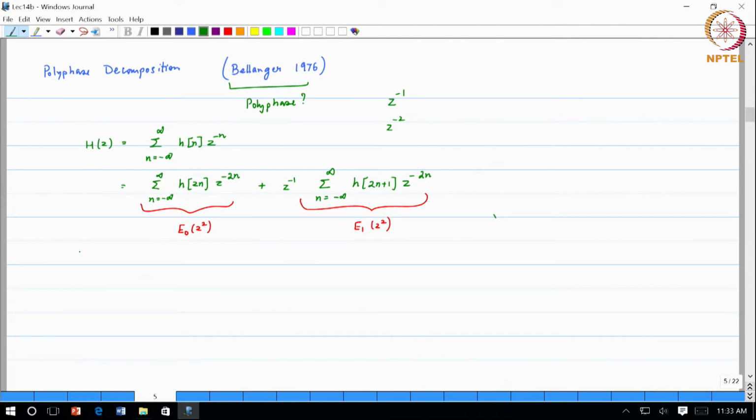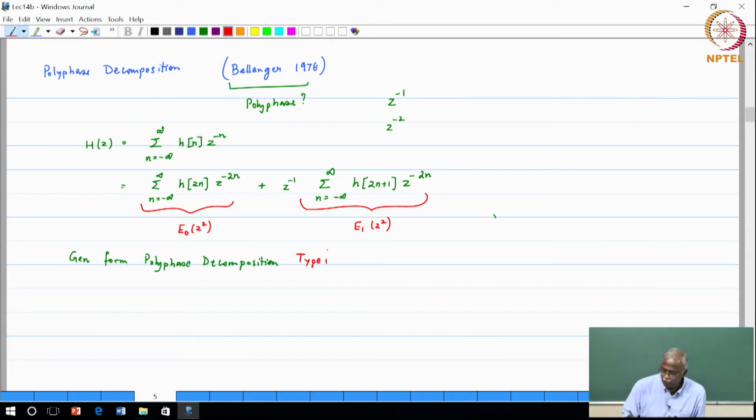What is the most general form of the polyphase decomposition? We actually refer to two types of polyphase decomposition, and they may seem very similar, but there is a reason why they are different. So, we call this type 1. Most of the time, 95% of the time when we talk about polyphase decomposition, we are talking about type 1 polyphase decomposition.